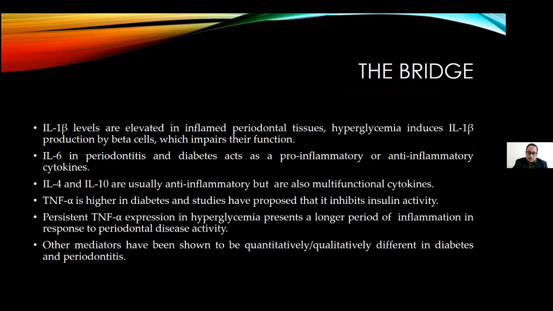So the bridge, I was talking about the inflammatory bridge in the beginning. From the point of view of considering both, interleukin-1 beta levels are elevated in inflamed periodontal tissues. Hyperglycemia induces interleukin-1 beta production, which impairs their function. Interleukin-6 in periodontitis and diabetes acts as both a pro-inflammatory and an anti-inflammatory cytokine. This is what I mentioned earlier, that interleukin-6 can at times be considered a joker, because you really do not know what interleukin-6 actually does and under what exact conditions. Interleukin-4 and 10 are usually anti-inflammatory, but they are also considered multifunctional cytokines. TNF-alpha, without any doubt, is usually higher in diabetes, and it has also been suggested that TNF-alpha inhibits insulin activity. And persistent TNF-alpha expression in hyperglycemia presents a long period of inflammation in response to periodontal disease activity.